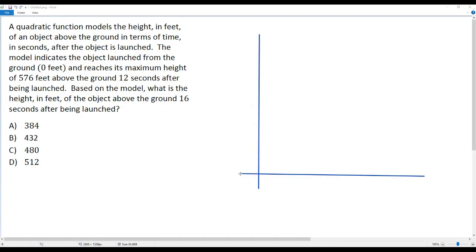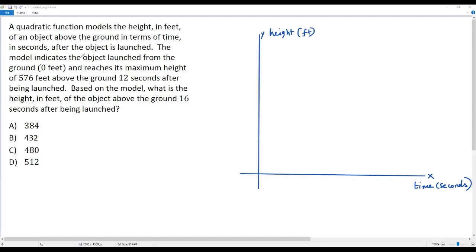Okay, here I've drawn the XY plane. Let me take the x-axis over here and the y-axis over here, and take the time in seconds on the x-axis. Let me write that over here. And height on the y-axis, that is in feet.